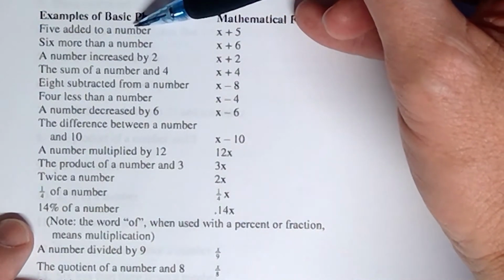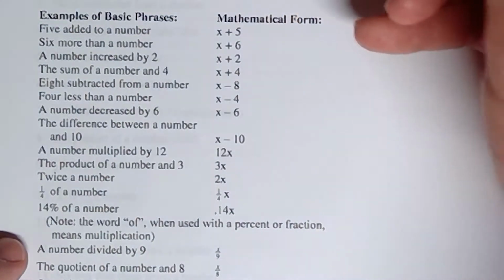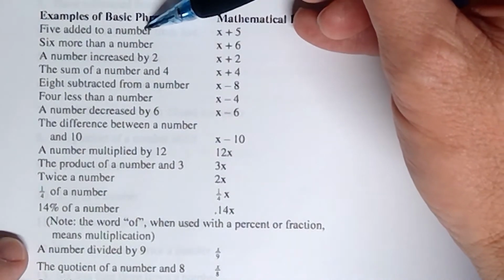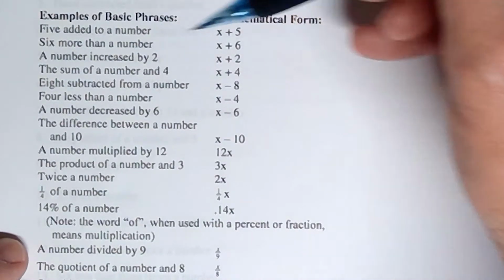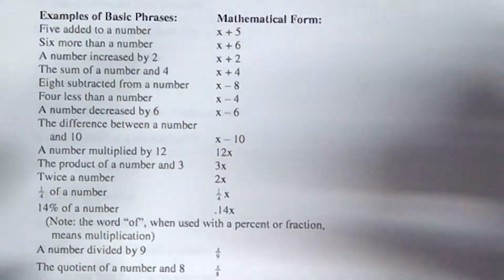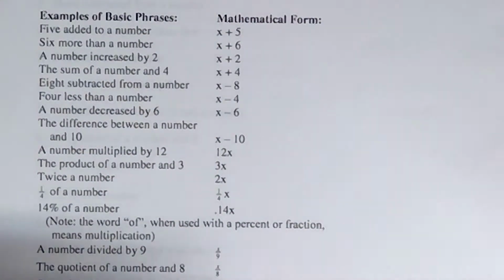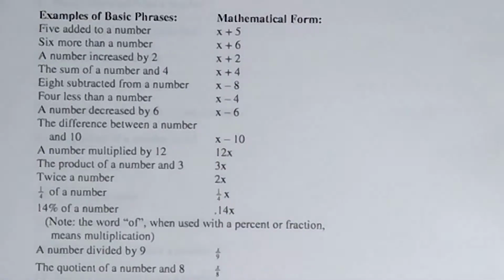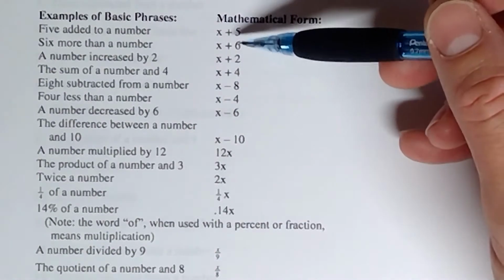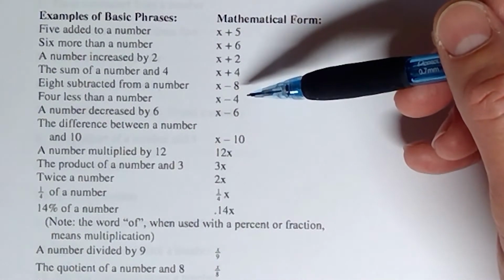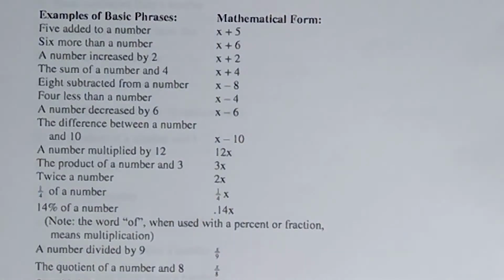5 added to a number. What I'm going to do here, just for the sake of argument, whenever you see the word number, we're going to translate that to X, just to give it a name. Because when we translate something from English to math in a word problem, eventually we're going to have a variable in there.